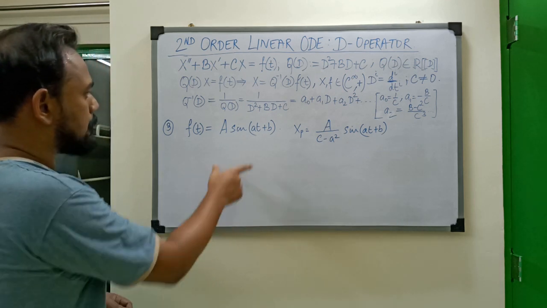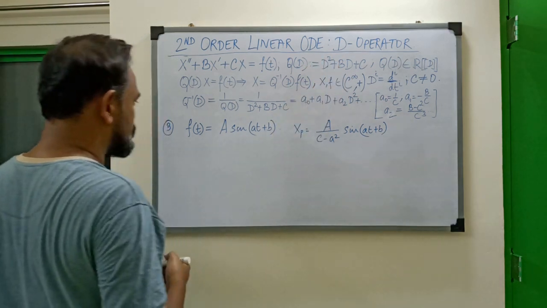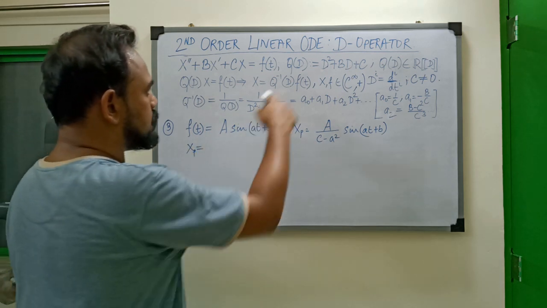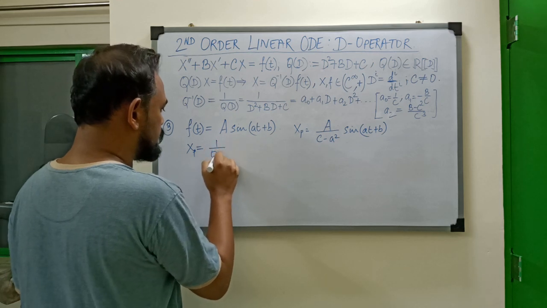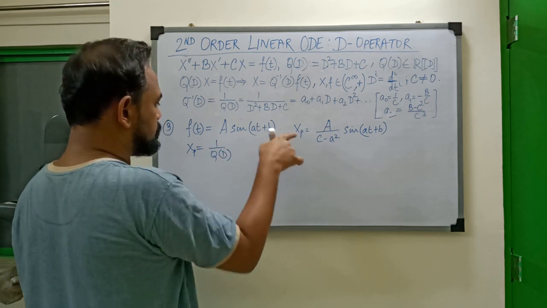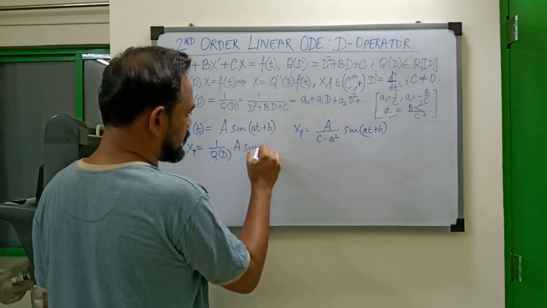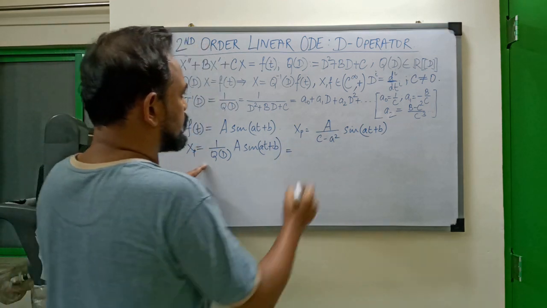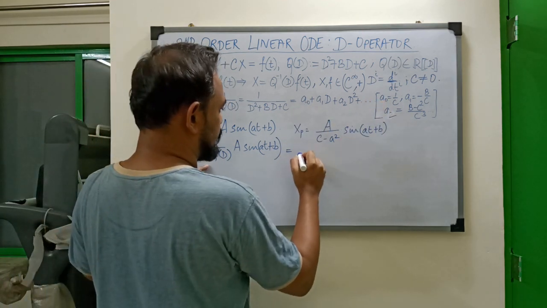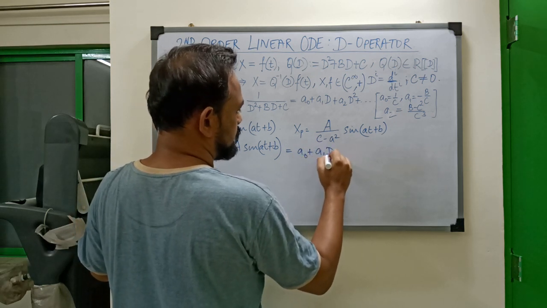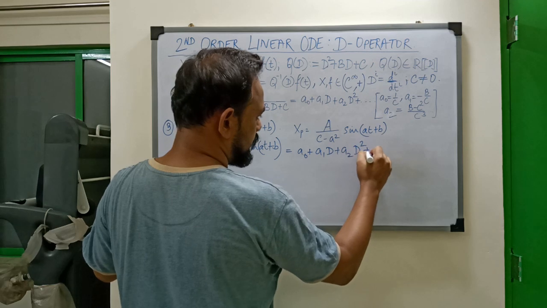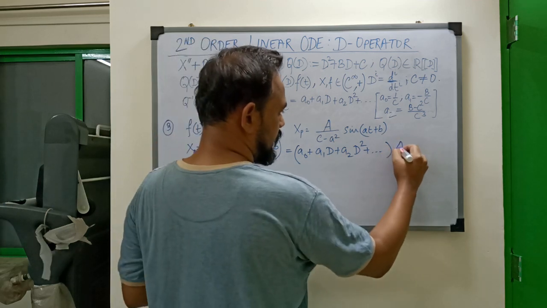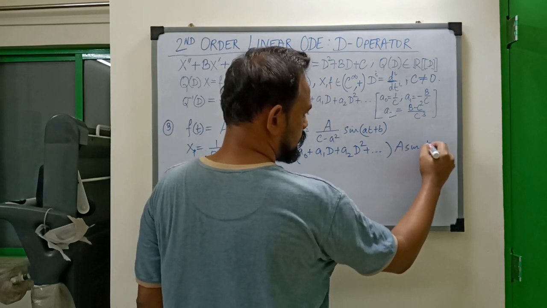So let's see what happens if I do this with the d operator method. In that case, the particular solution by the d operator method will be 1 over qd on this input, which is a sine at plus b. 1 over qd is this, whatever this is. I'm just writing them in general terms. And we just have to operate the whole thing on this a sine small at.